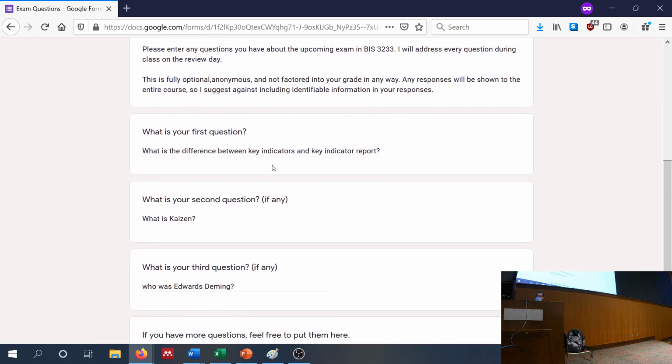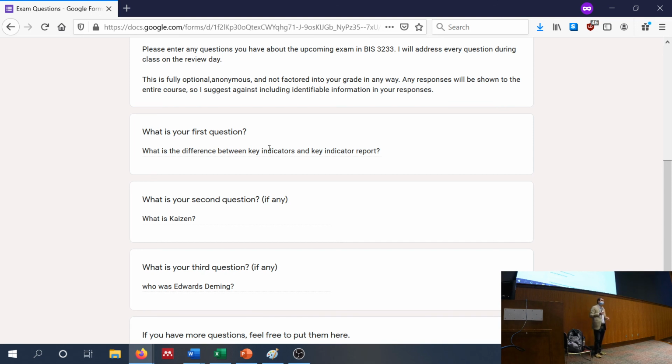Difference between key indicators and key indicator report. Great question. So we have key indicators. What we're saying is we believe that something is important to the survival of the company, or not only necessarily that, but it's important to one specific job. For example, what a manager at a fast food restaurant cares about is going to be vastly different from what the CEO of the fast food restaurant cares about, because they're vastly different jobs.